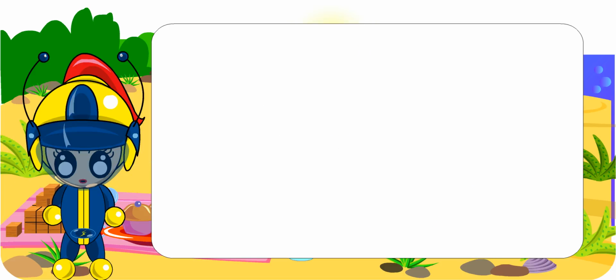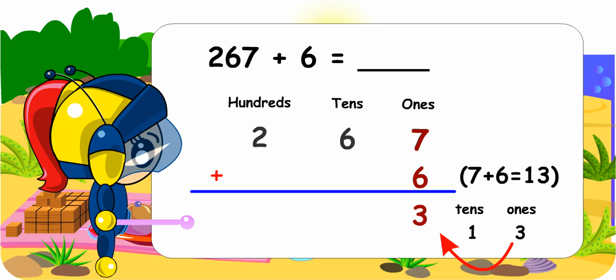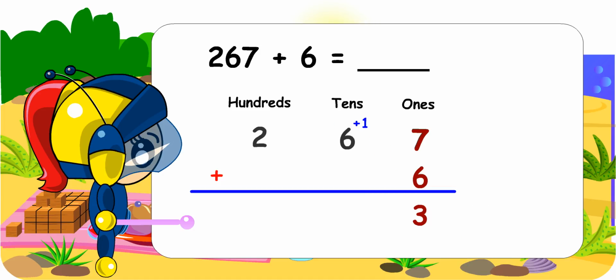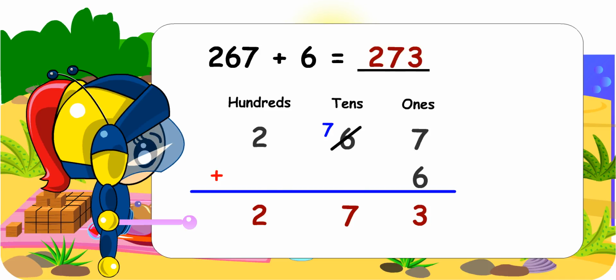Now, it's your turn to try. Let me try. First, I add the ones. 7 plus 6 and I get 13, which is 1 ten and 3 ones. I write 3 in the ones place. I need to carry 1 ten over to the tens place. Next, add 6 tens to 1 ten and that is 7 tens. Finally, as there is nothing to add under the hundreds, all I have to do is to write down 2 hundreds. So, the answer is 273. Good job, Turbo Girl.